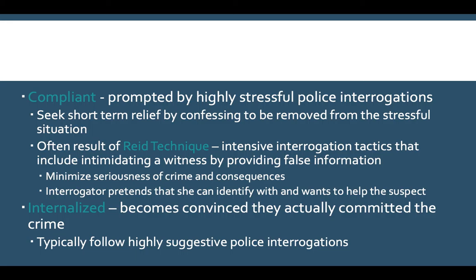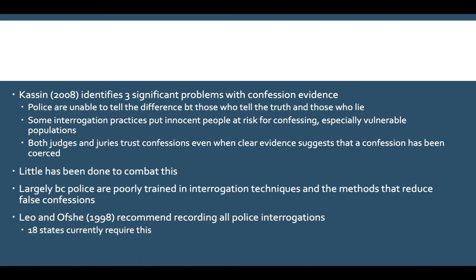And then our third type is internalized, where the person becomes convinced they actually committed the crime, and these generally follow highly suggestive police interrogations. Cassell identifies three significant problems with confession evidence. One is that police are unable to tell the difference between those who tell the truth and those who lie.